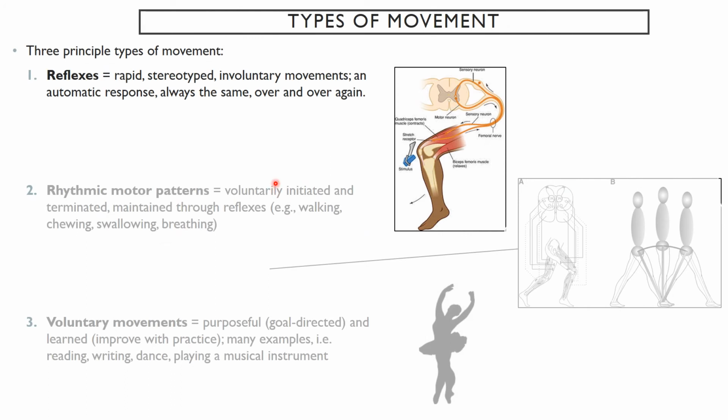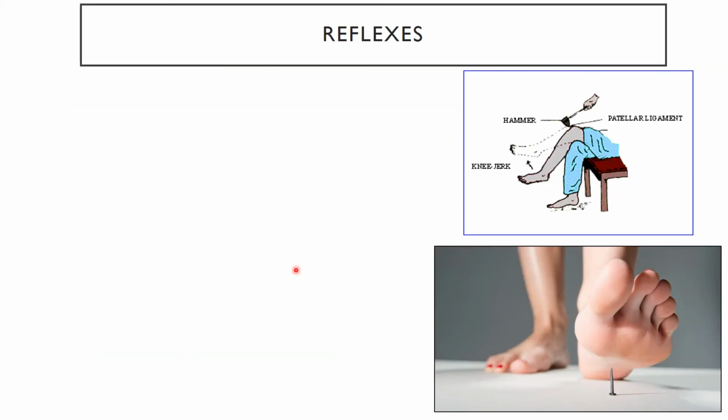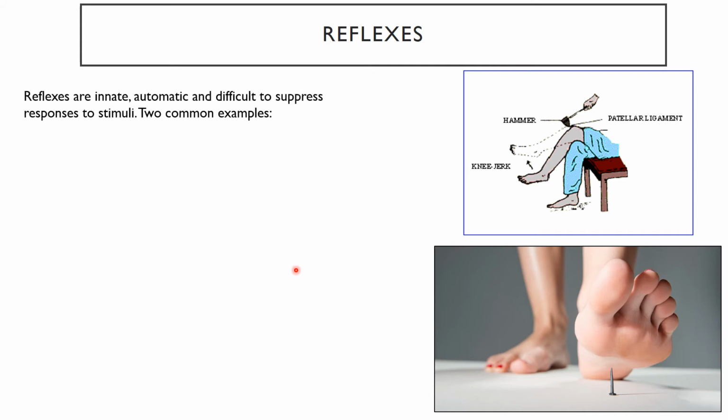Now we're going to walk through the different types of movement and some of the neural circuits that are involved with that movement. First, we're going to talk about reflexes. And again, reflexes are rapid, stereotyped, involuntary movements. It's an automated response, and it occurs essentially the same way over and over again. Reflexes are the things that keep us safe, automated responses to stimuli that happen in the environment. So they're innate, automatic, difficult to suppress responses.